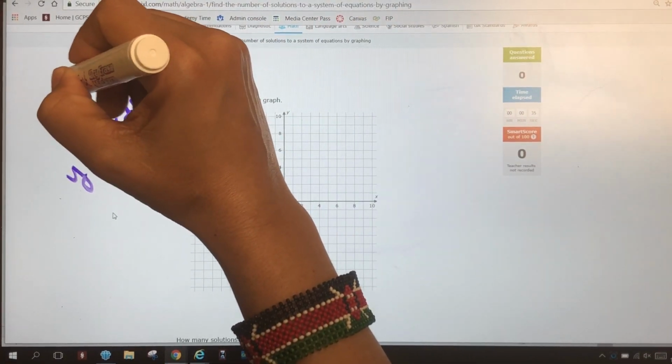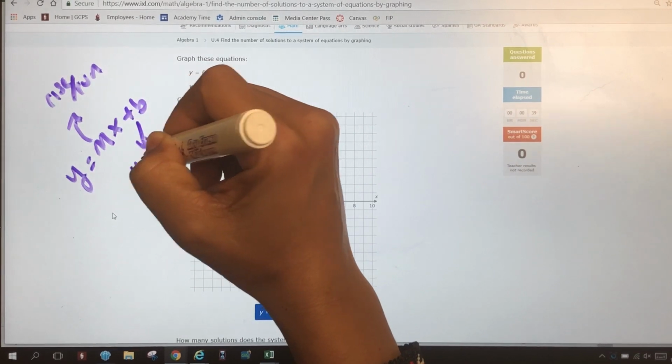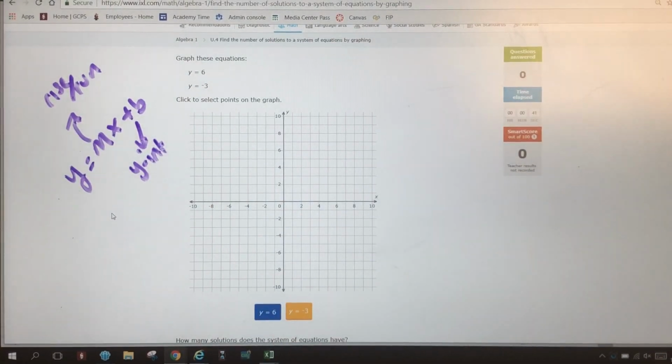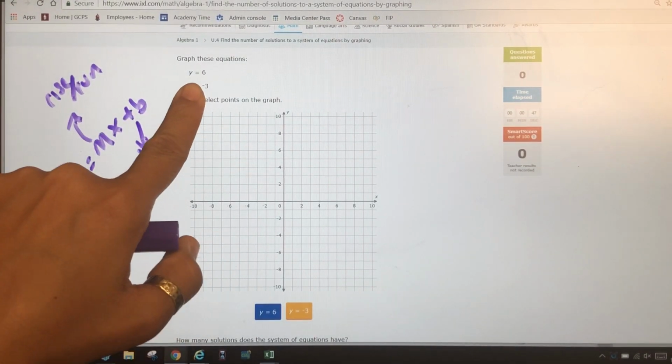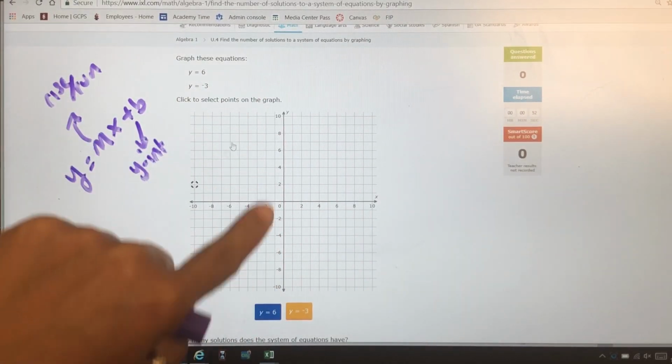So I'm just going to write it as rise over run. And what's b? Where it crosses the y-axis, the y-intercept. So those are the big two things that I need to remember. It's already y equals, so you just need to graph. I go to where y is equal to 6. That's what I'm doing. So here's my y.